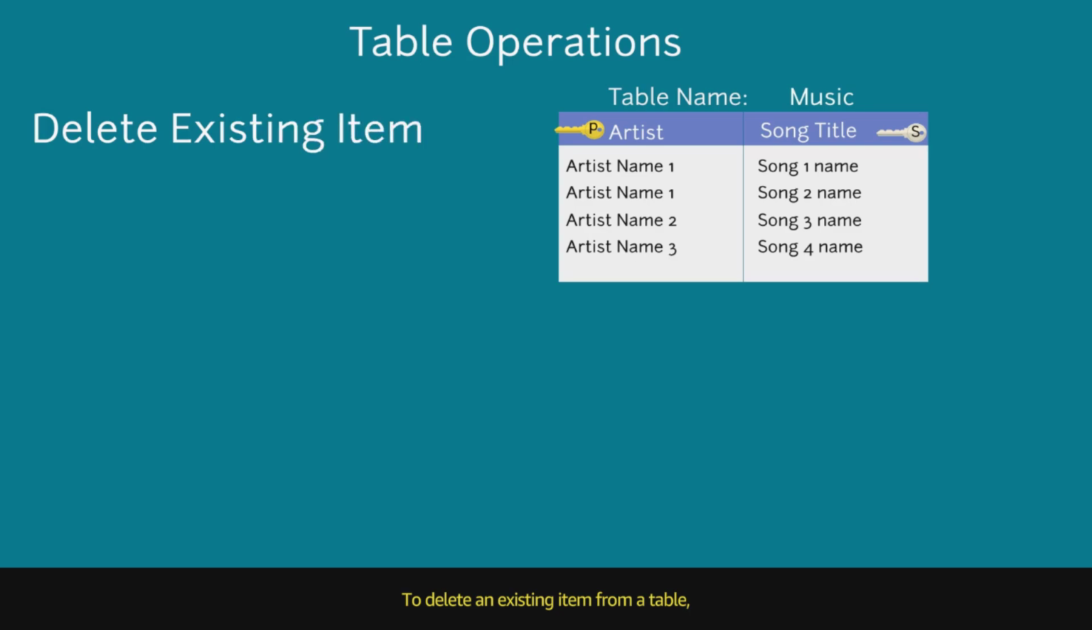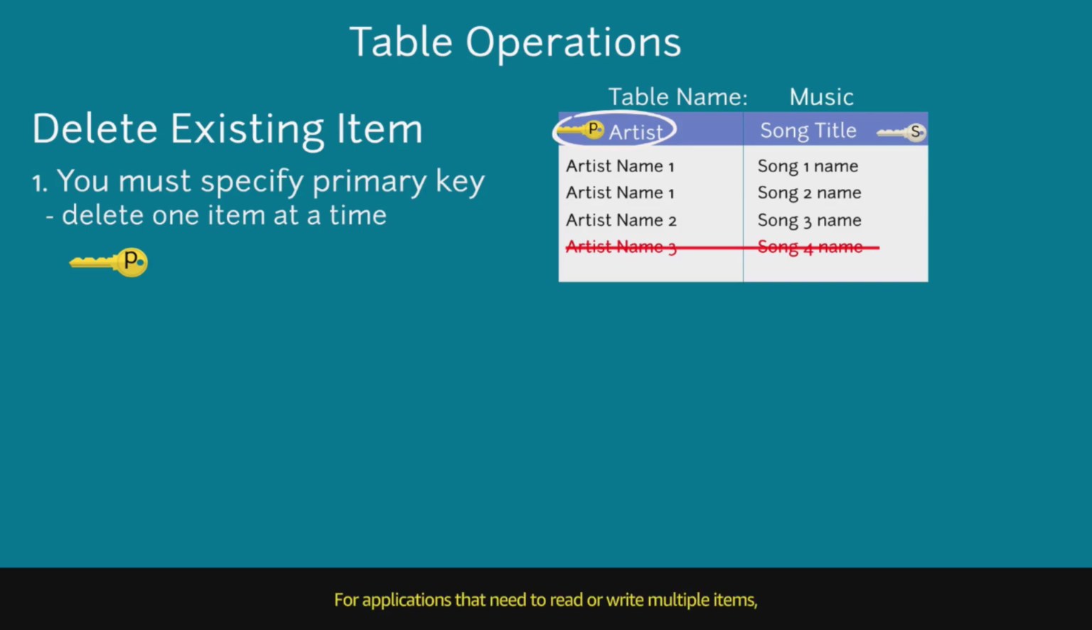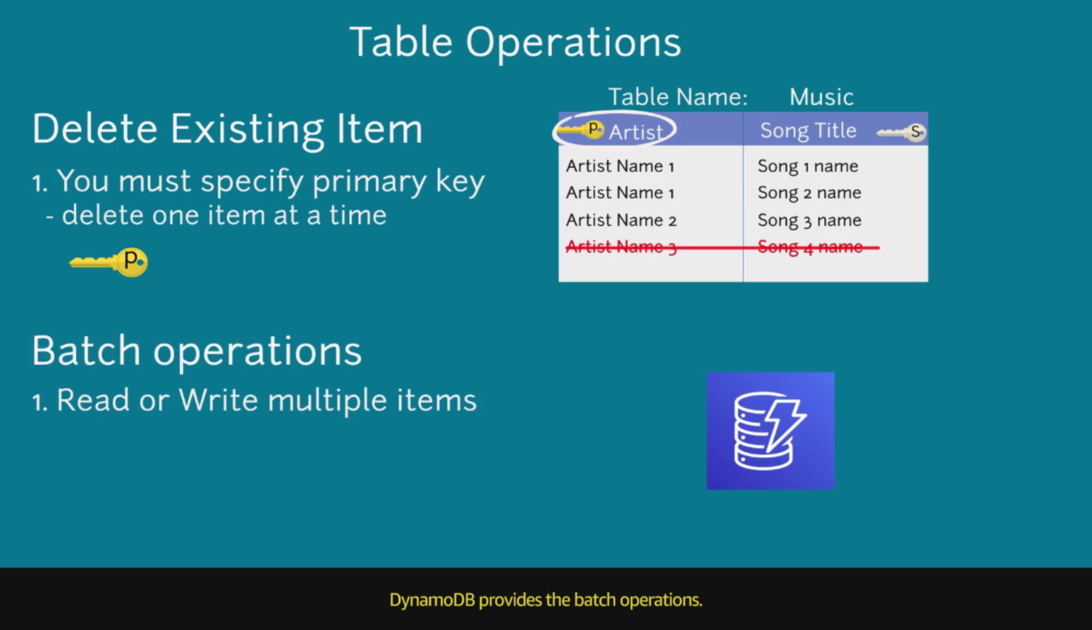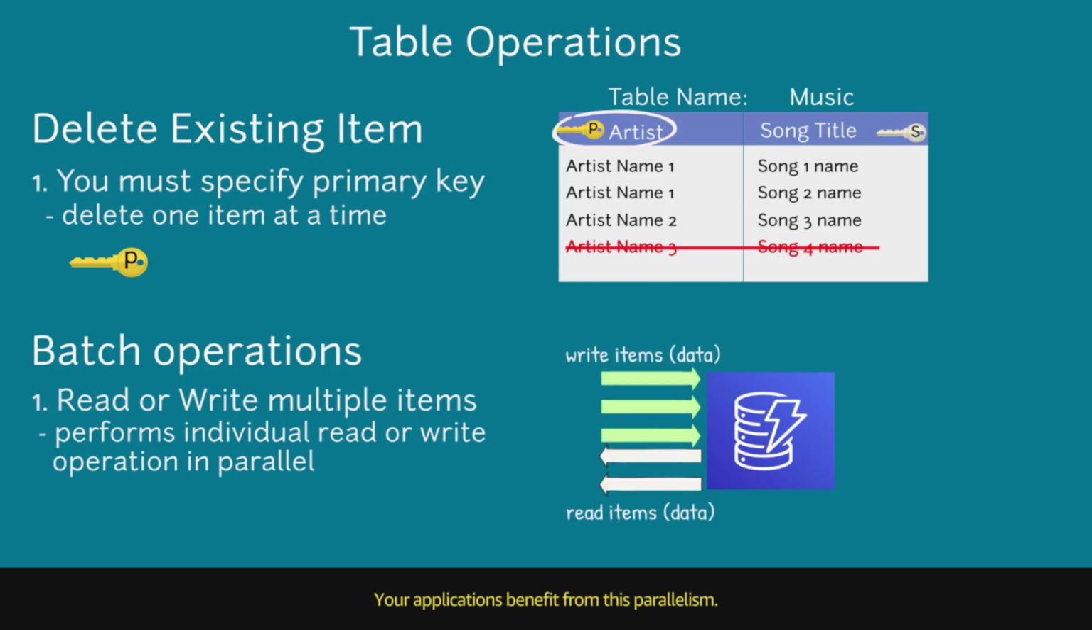To delete an existing item from a table, you must specify the primary key value to delete one item at a time. For applications that need to read or write multiple items, DynamoDB provides the batch operations. In addition, DynamoDB performs the individual read or write operations in parallel. Your applications benefit from this parallelism.